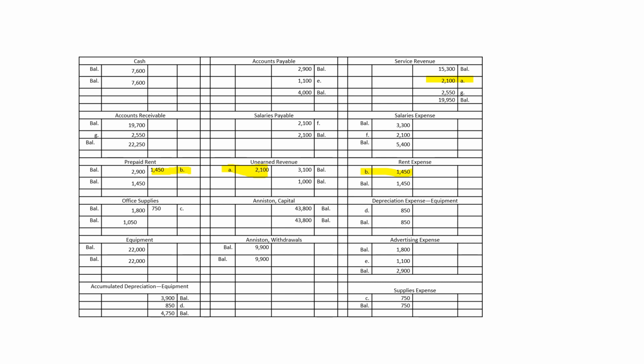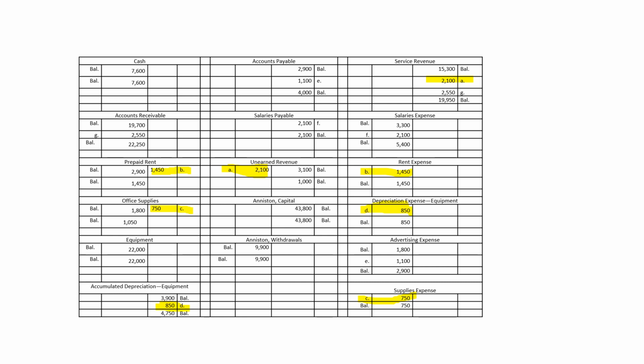Journal entry C. On the debit side of the supplies expense, $750. On the credit side of office supplies, $750. Journal entry D. Here's that new expense account, debit depreciation expense. Debit side of depreciation expense, $850. And that new contra asset on the credit side of accumulated depreciation, $850.